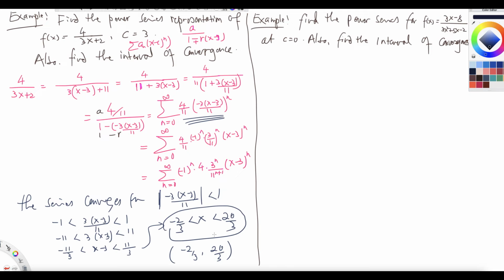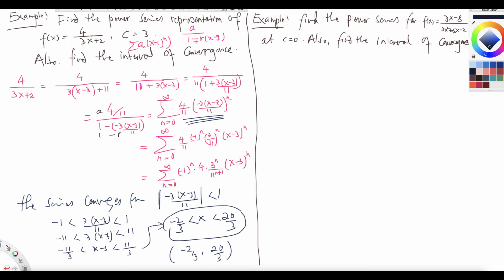So if it says center at x equals c equals 3, then you start with x minus 3 and try to balance, try to get that thing. Okay, so let us see that. Another example is: find the power series of f of x equals 3x minus 8 over 3x squared plus 5x minus 2. You see that there is x in the numerator and x in the denominator.